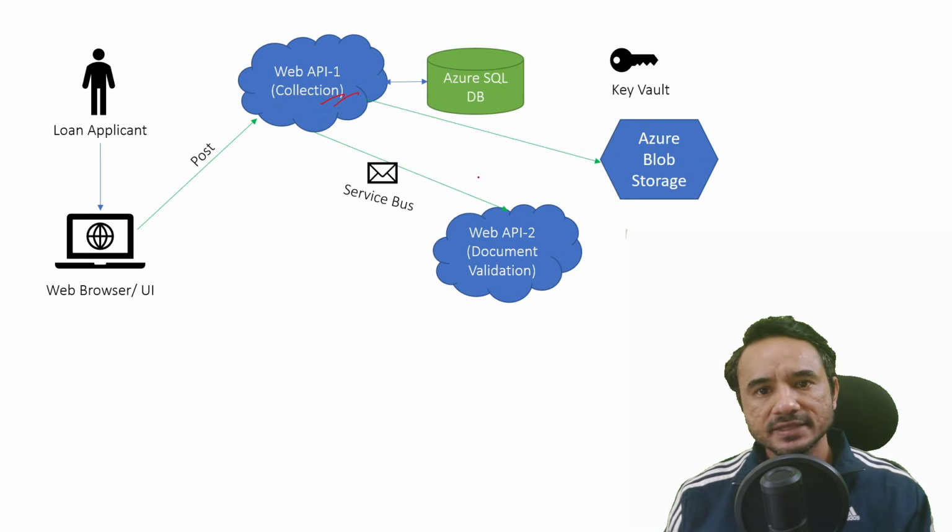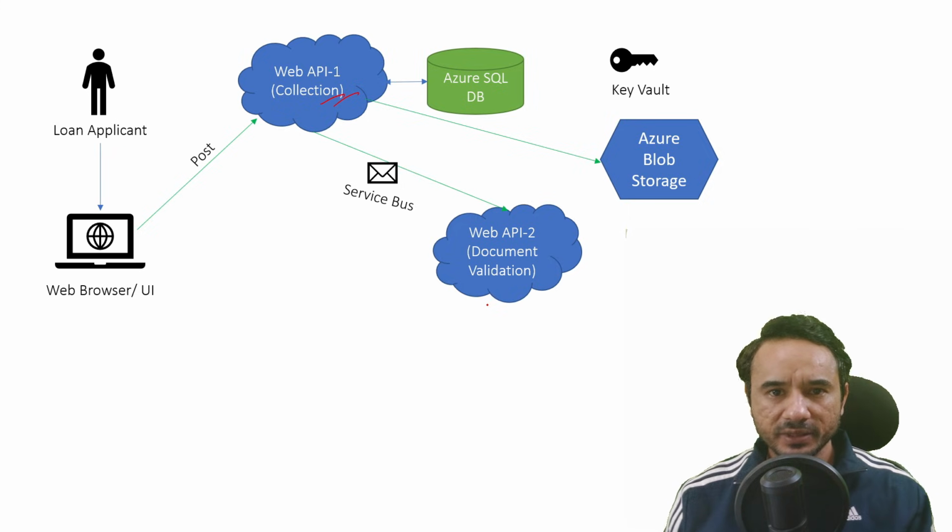For now, you can understand that we will send the customer data, which is a model, or you can say data, from web API 1 to web API number 2. This second API will then validate the data and documents.